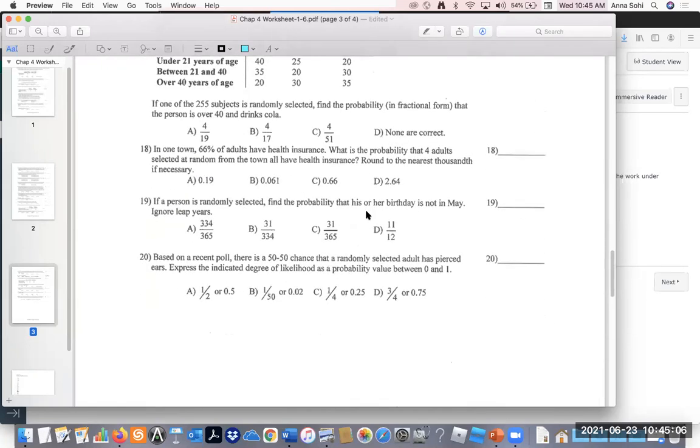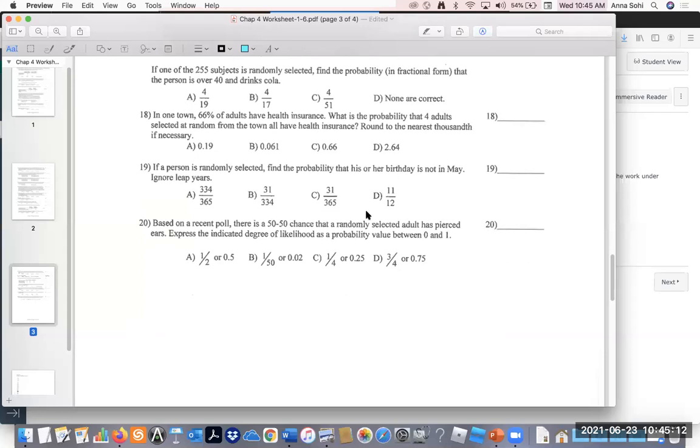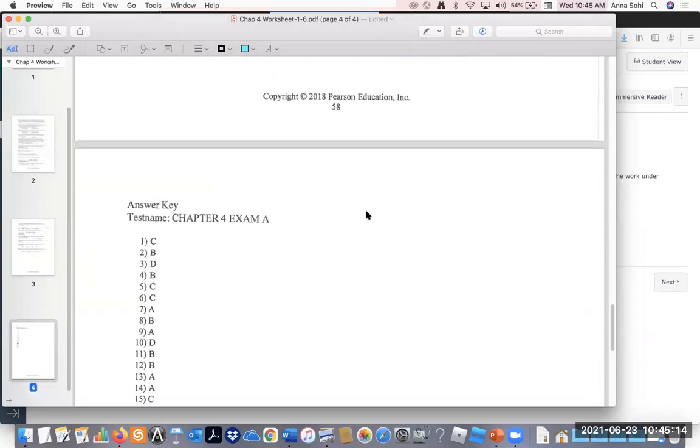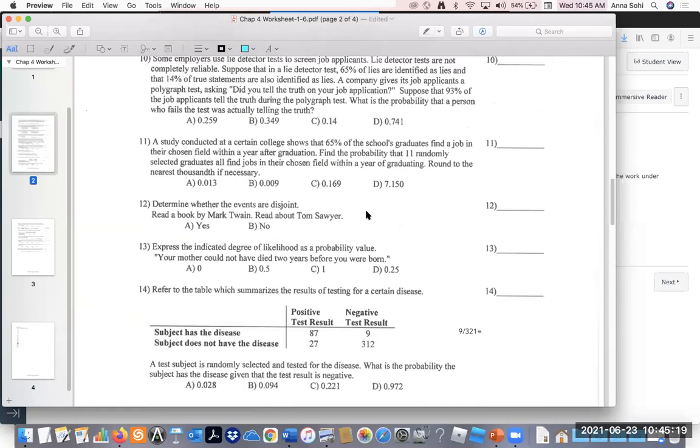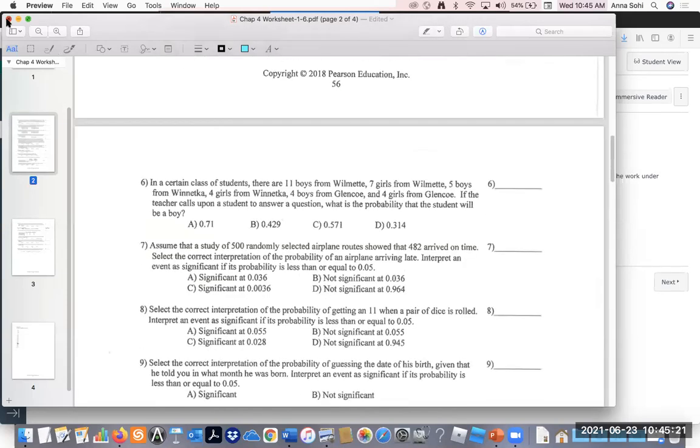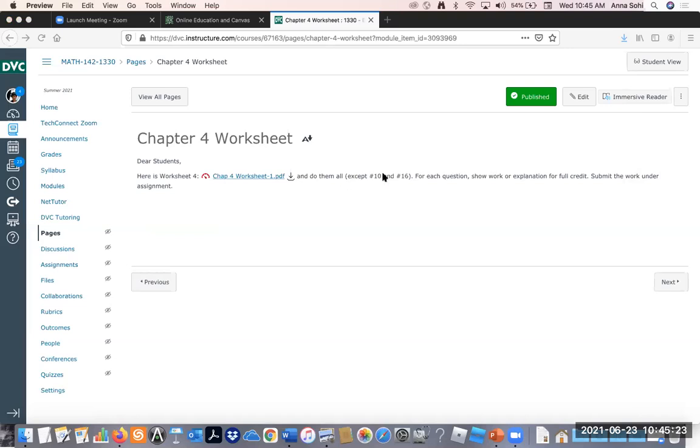So I let you look at the rest of the worksheet on your own. There are 20 questions. Do them, and then if you need help on any of them tomorrow, let me know. On every worksheet, I tell you which ones to look at. So numbers 10 and 16 are ignored on this worksheet.